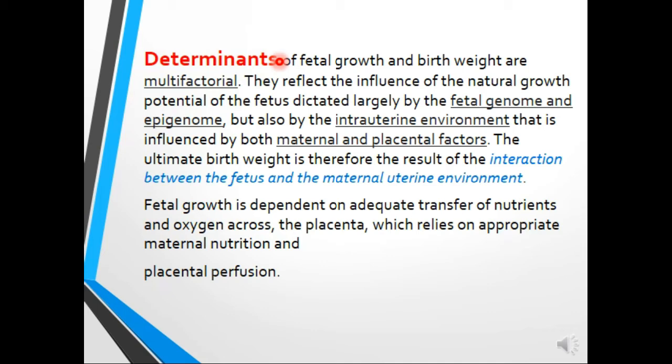Determinants of fetal growth and birth weight are multifactorial, so there are many factors that have a role in assessment of fetal growth, such as the fetal genome and epigenome, and also the intrauterine environment, which is influenced by maternal and placental factors. Birth weight, therefore, is a result of interaction between the fetus and the maternal uterine environment.